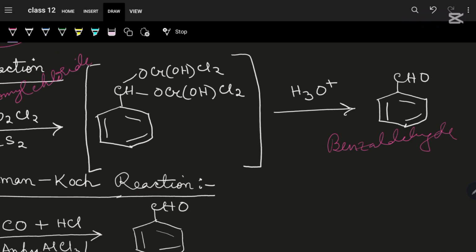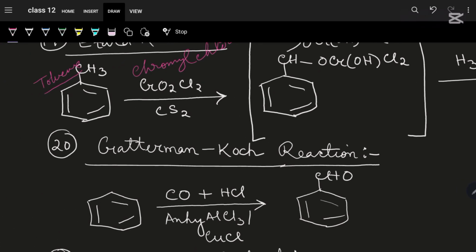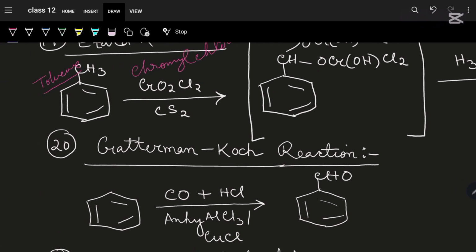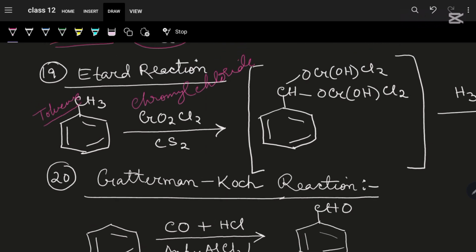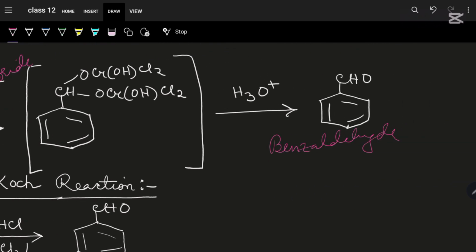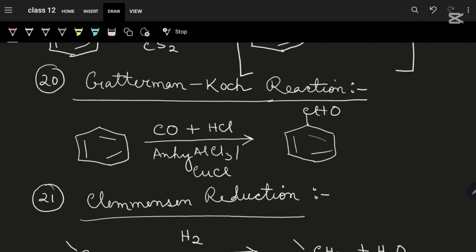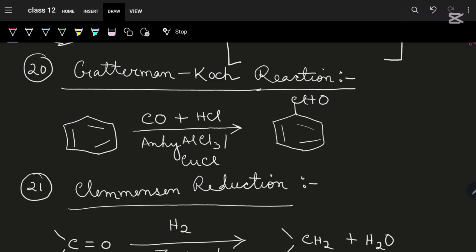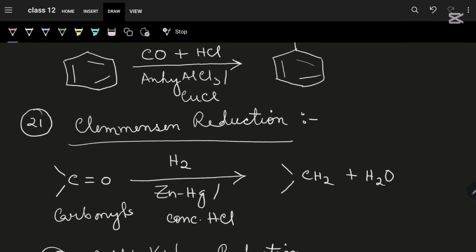Now if it is formation of benzaldehyde from benzene, you can convert it to toluene by Friedel-Crafts alkylation using CH3Cl and anhydrous AlCl3, and then follow Etard reaction in order to obtain benzaldehyde. Otherwise you can follow Gattermann-Koch reaction, also known as formylation reaction, where you use CO, carbon monoxide, and HCl in presence of anhydrous AlCl3 and CuCl, and you get benzaldehyde. So both the methods can be used.